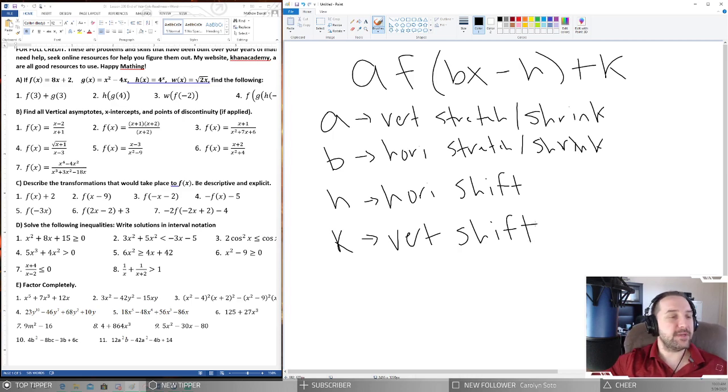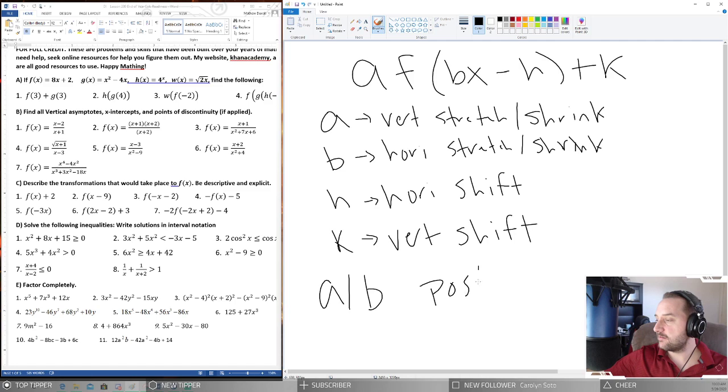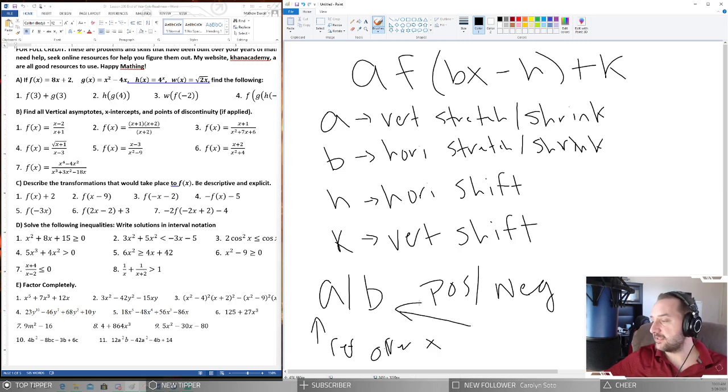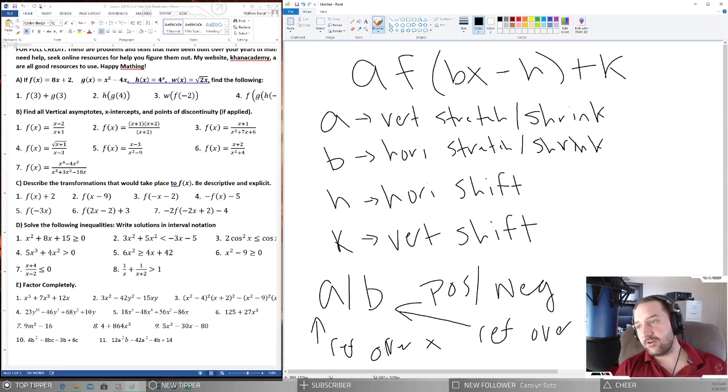Now, I know I said that there's basically 5 transformations, while I only wrote 4 down. Depending on if A or B is positive or negative, we have reflections. So if A is negative, that's a reflection over the X. And then if B is negative, that's going to be a reflection over the Y. So there it is. You can always go back and reference it at a later time. But essentially, these are all the transformations that we can apply to our function.